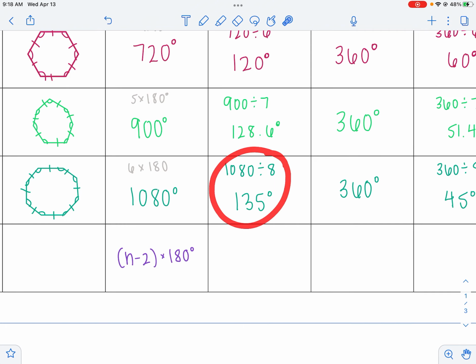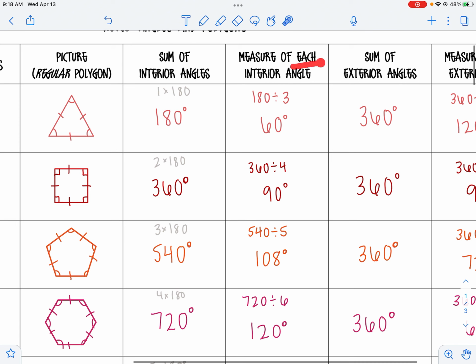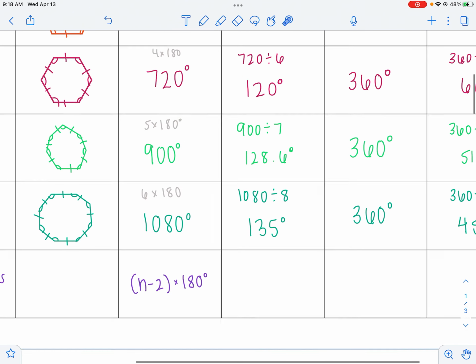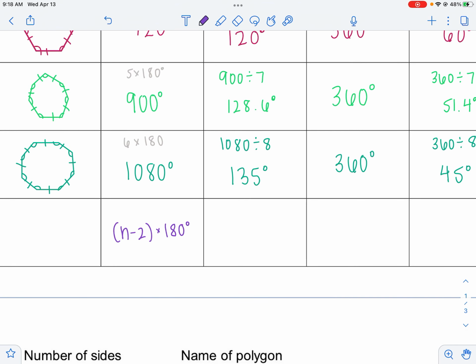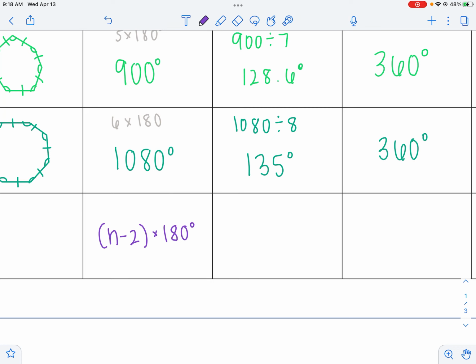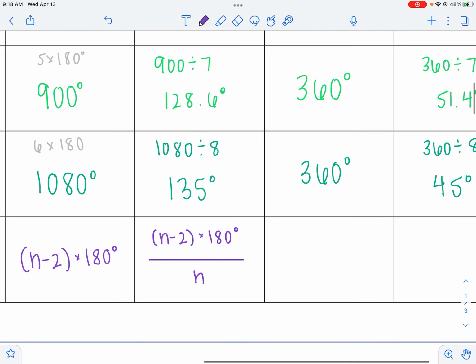So what if you just had to find one angle? Well, if we just wanted to find one interior angle, same thing. Each interior angle, I would take that previous number that I got by decreasing n by 2, so n minus 2, and then multiplying it by 180. And then I would just divide by the number of sides that there are. So there's my formula for that.